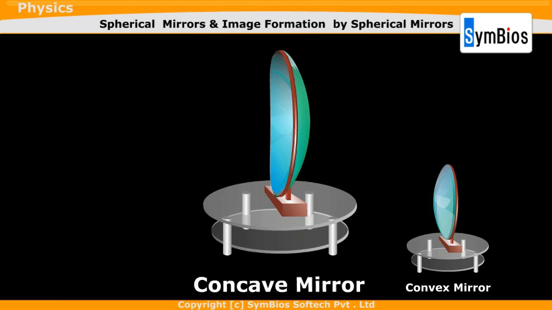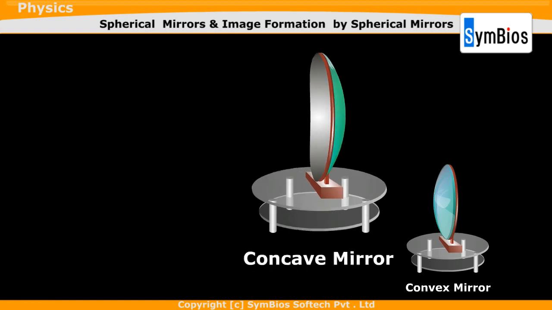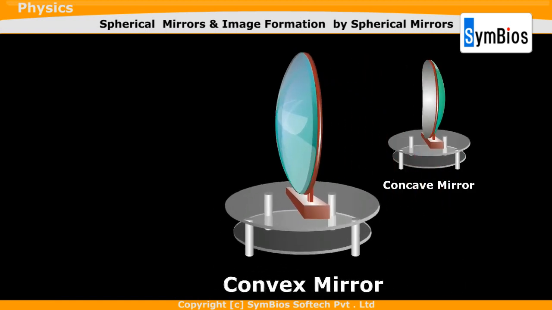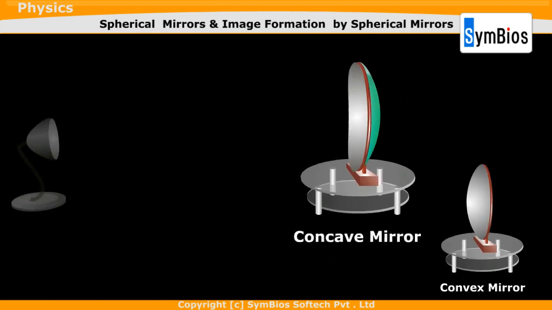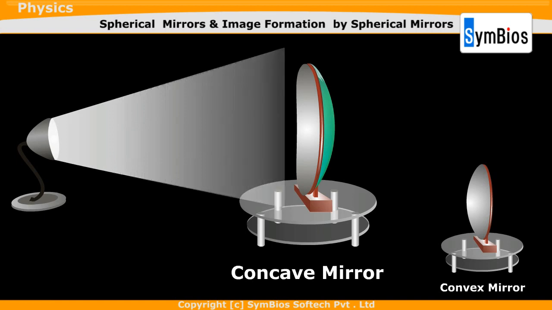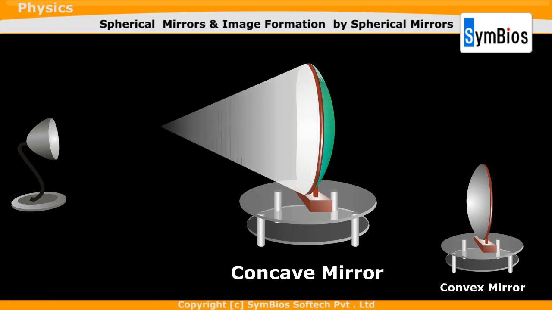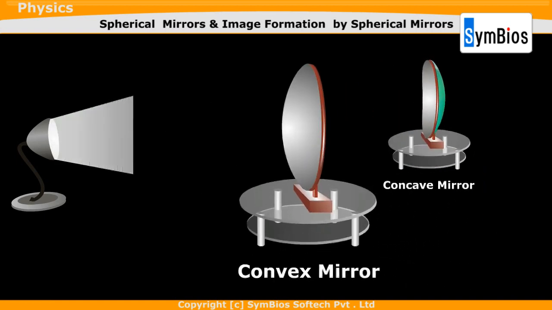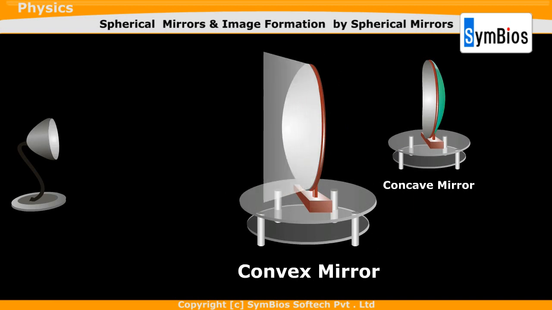If the reflecting surface is curved inwards, that is, faces towards the center of the sphere, it is called a concave mirror. If the reflecting surface is curved outwards, it is called a convex mirror. A concave mirror converges light rays that fall on it, whereas a convex mirror disperses light rays that fall on it.